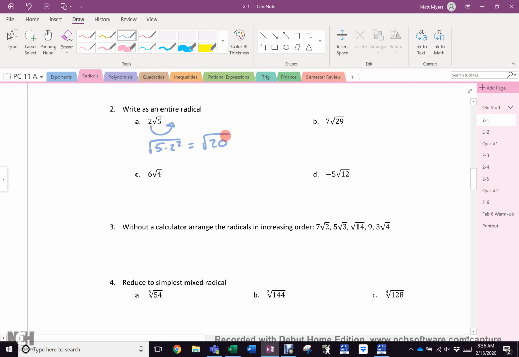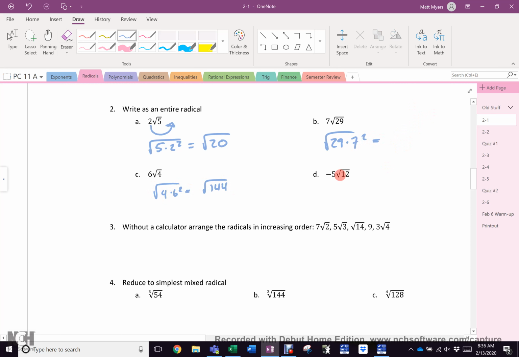Does everybody understand? So what is this one going to be? The root of 29 times what? 7 squared, which is 49. And I can't remember what number that is. It's a big number. I don't care. Doesn't matter. Everybody cool? This one would be the root of 4 times 6 squared, which would be the root of 144.